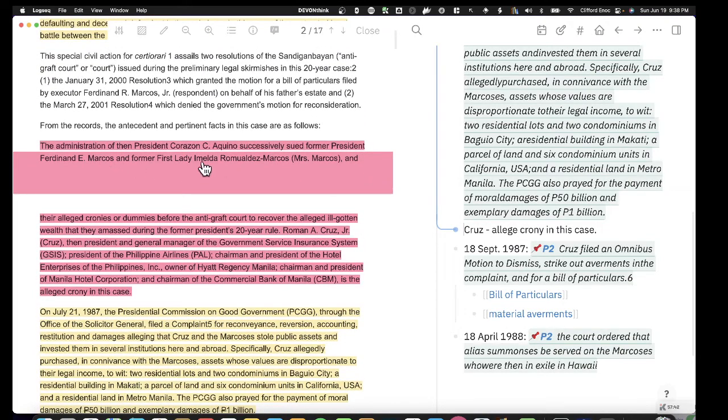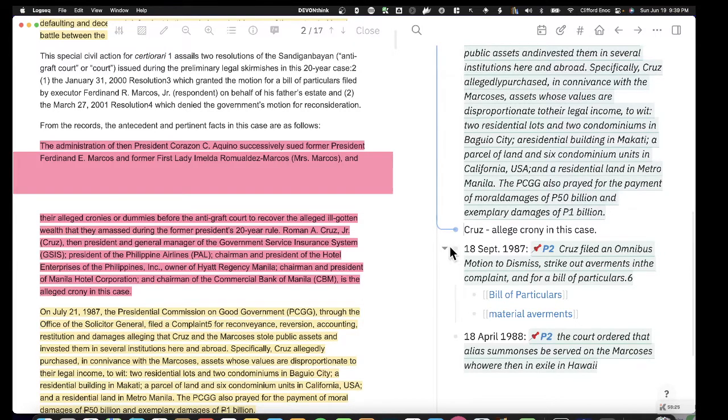Because actually, ang nangyari to, the administration then successfully sued Marcos, Imelda, and their alleged cronies or dummies before the anti-graft court to recover the alleged ill-gotten wealth that they amassed during the former president's 20-year rule. So, hindi lang si Cruz, kasi mga alleged cronies, marami sila, di ba? Roman A. Cruz Jr., then President of GSIS, PAL, and CBM.